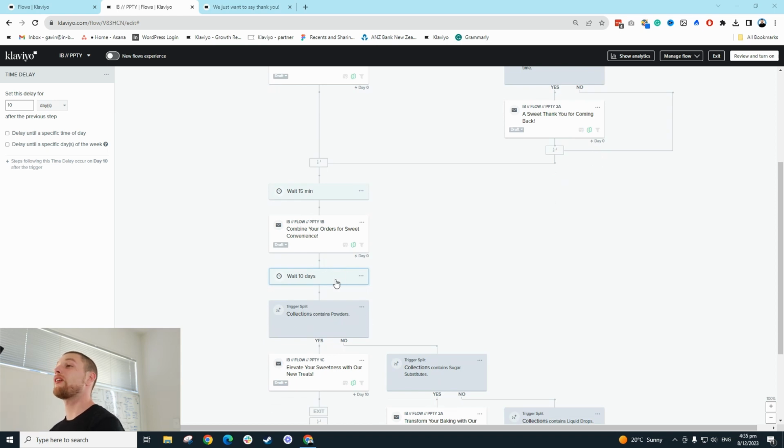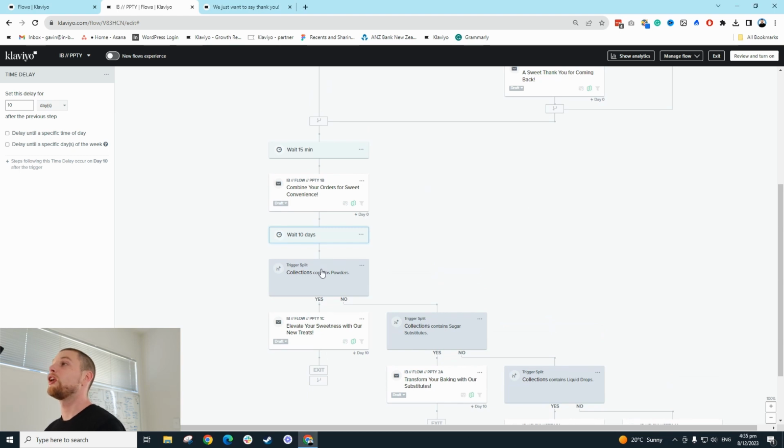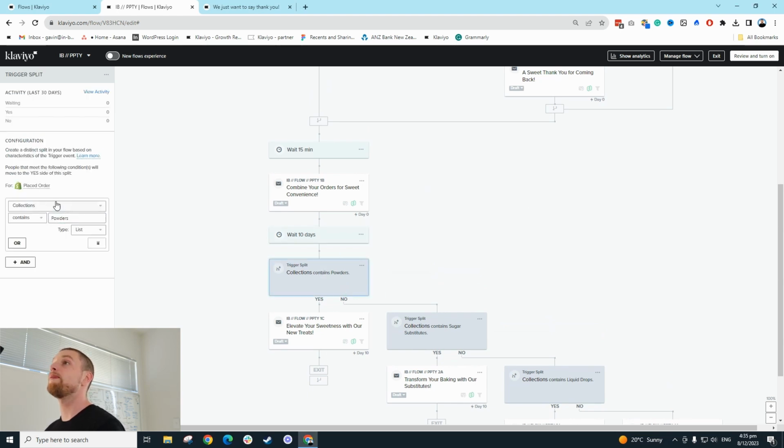Now, we have split people off. Well, first let me explain the 10-day delay. We know that it usually takes 10 days for somebody to get through the product. And so we've added a 10-day delay, and we know that roughly after 10 days, the individual is probably ready to purchase again. And so what we do here is we have a bunch of splits based on the item that the individual ordered. You'll notice it's a trigger split, right?